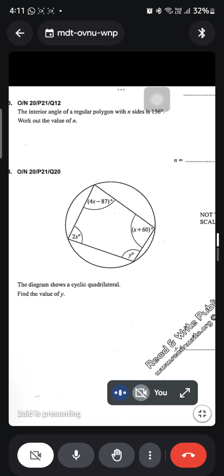Sir, the second one. Opposite angles in a cyclic quadrilateral sum up to 180. So yx minus 87 and y and 2x plus 60. Can you guys make two equations and simultaneously solve it? We should be able to, but I'm not sure.